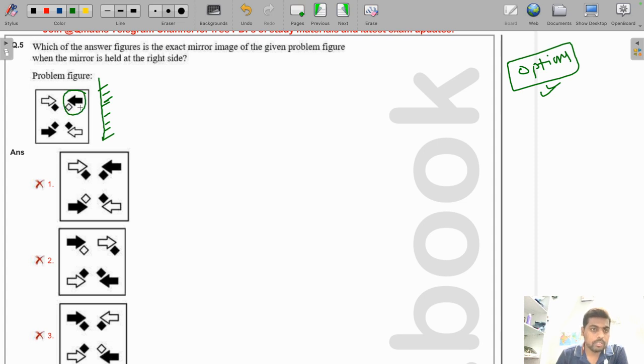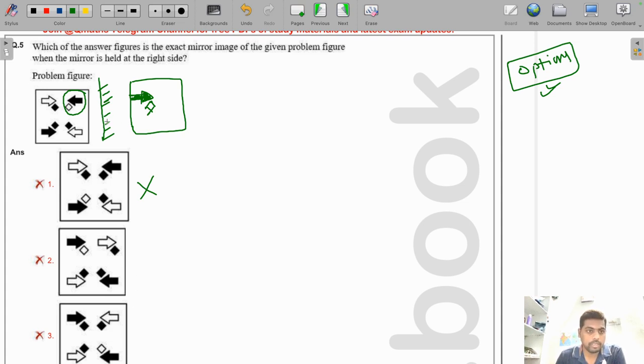this arrow is pointing in the right direction, so it will come in the left direction. If the image is like this, it will come here, and here it is showing the right direction, so it will be in the left direction. So out of the four figures, it will be something like this, and here it is in the left direction, so it will be the right direction. So this option will be eliminated, so we are left with three options.